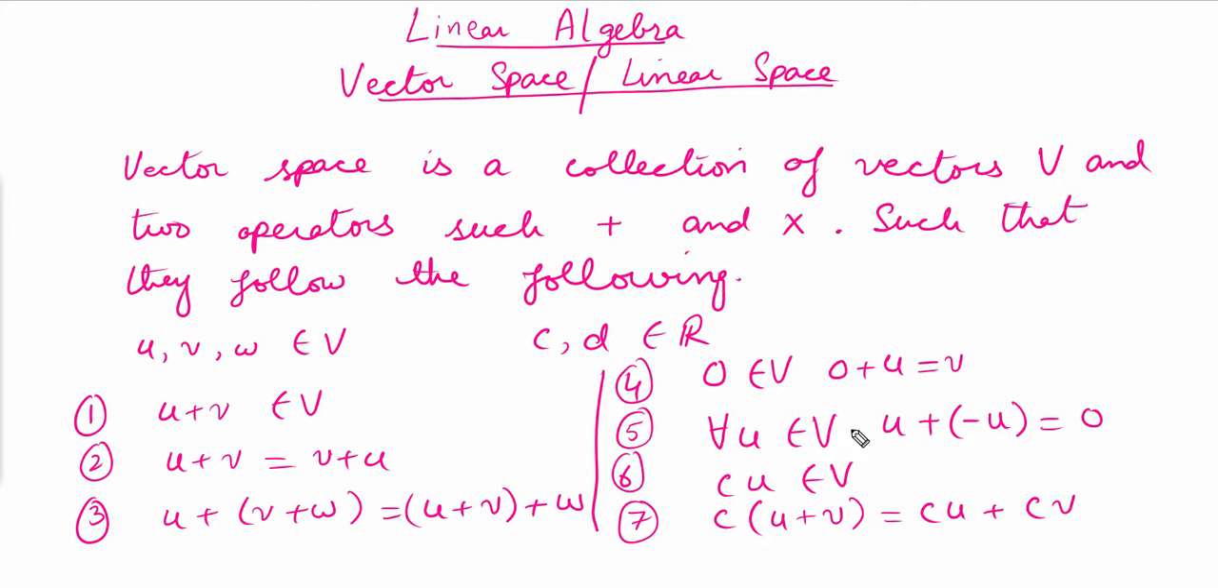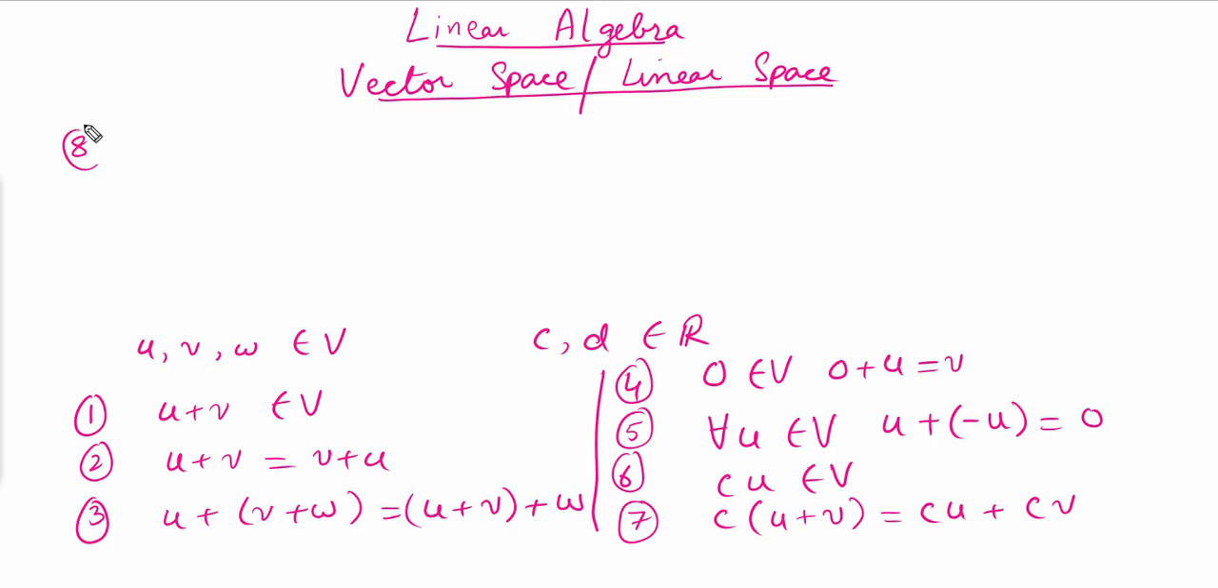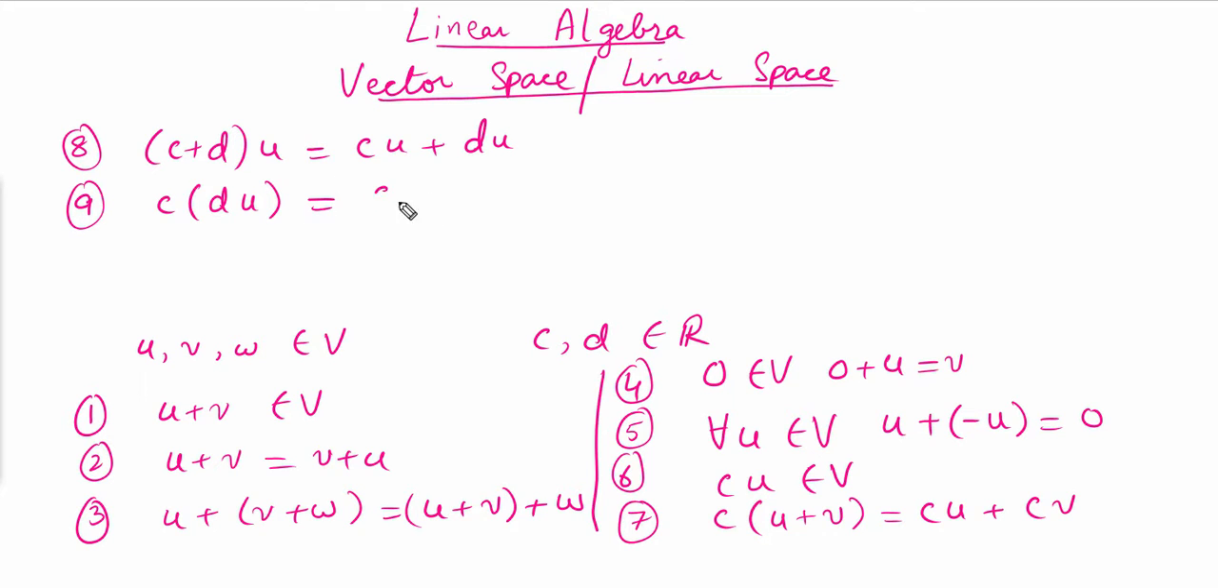Similarly, let me just erase it over here. So I'll write the eighth property over here. It's (c plus d) times u, which will be equal to cu plus du. The ninth property is, if a constant multiplies a vector that is already multiplied by a constant, we can write it as c times (d times u), where u is the vector and c and d are the constants. I'll put an underline on the vector.